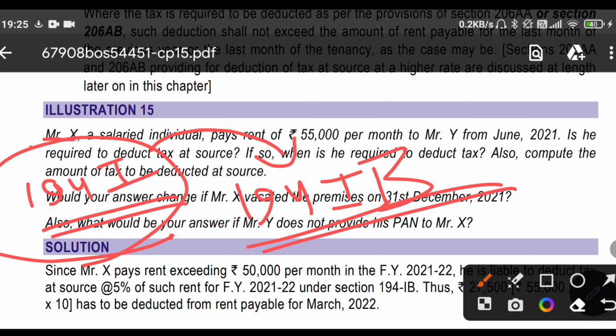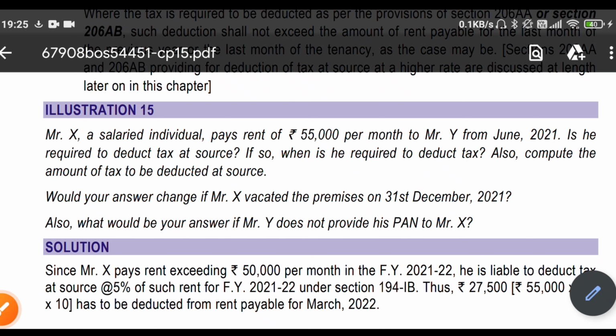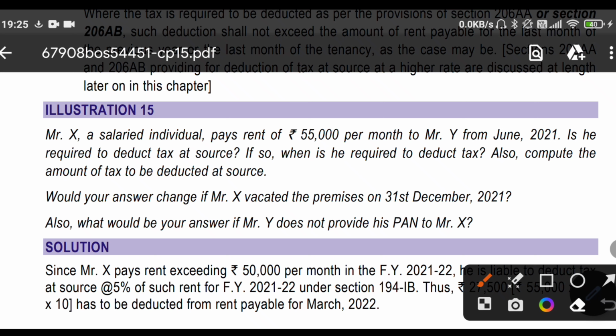Those individuals or HUFs. Now he is a salaried individual, pays the rent of 55,000 per month, and 194I cannot be attracted, though the total rent 55,000 into 10, 5,50,000 is the total rent, right? Though it is exceeding 2,40,000, 194I cannot be attracted because he is a salaried individual. He is not a business owner whose turnover is exceeding 1 crore or gross receipt exceeding 50 lakh, right?